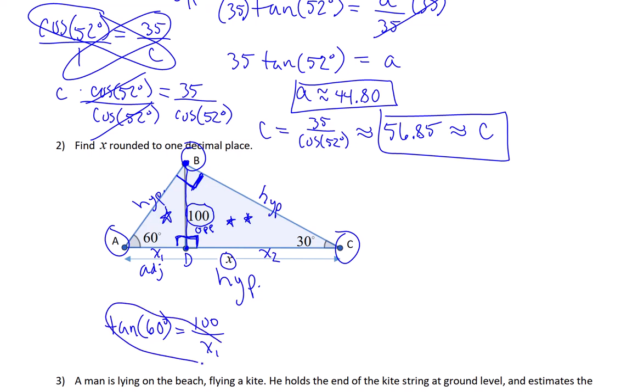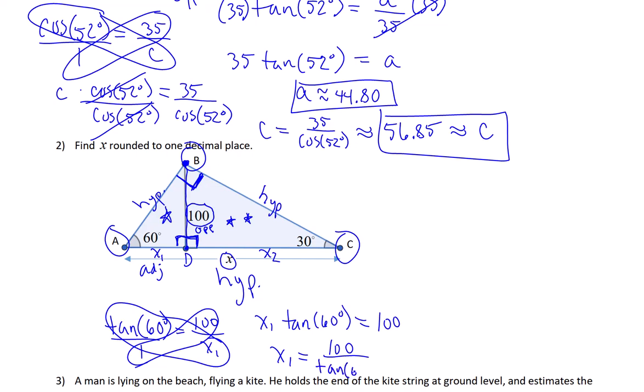In fact, you could cross multiply, again putting tangent of 60 degrees over 1. And what we'd end up with is that x sub 1 times the tangent of 60 degrees, that's one of the diagonals, equals 1 times 100, or in other words 100, which means if I divide by tangent of 60 on both sides, I would end up with x sub 1 equals 100 over tangent of 60 degrees. Okay, why does that matter? Because x sub 1 is part of what we're trying to find, right? x sub 1 is part of x.